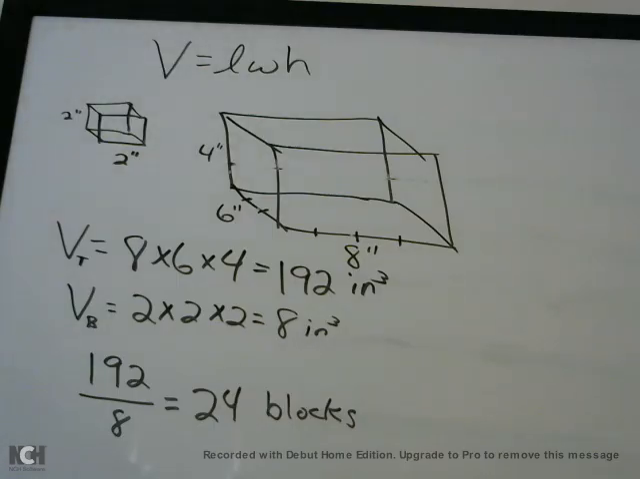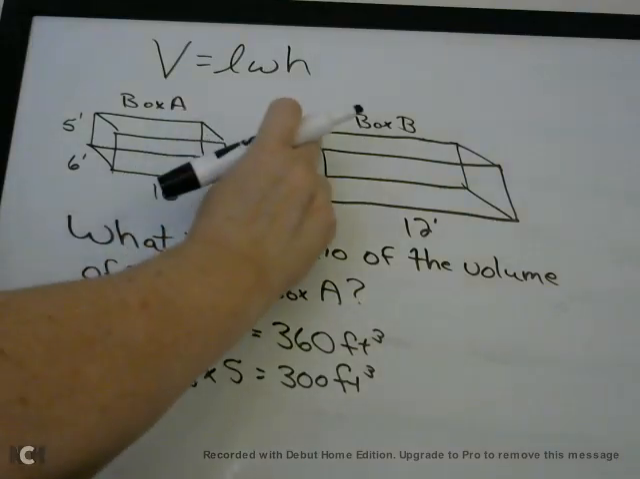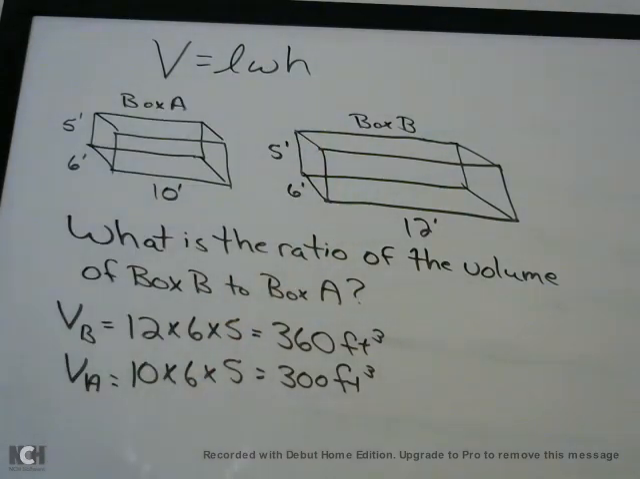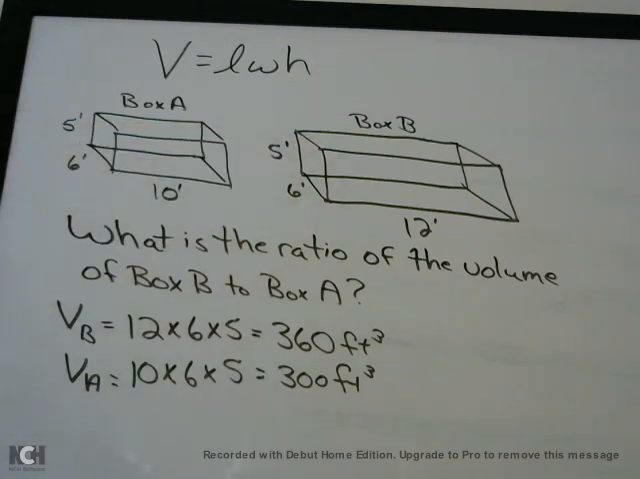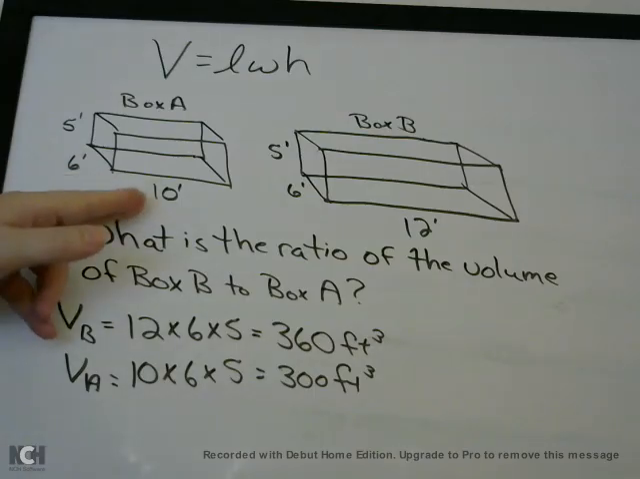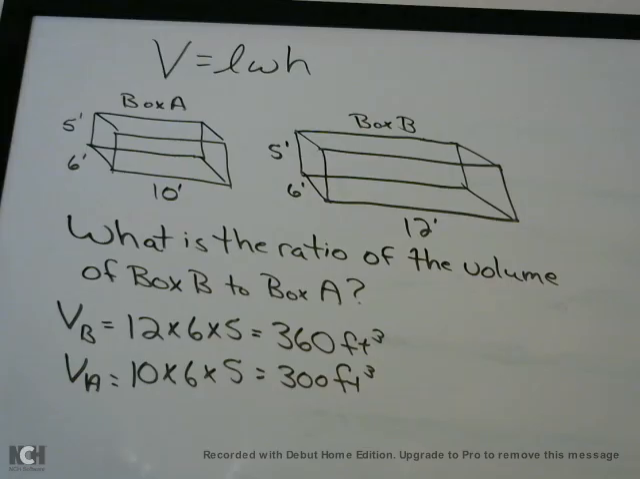I'm going to take a pause and put up one final question. Okay, we're going to do one final question kind of quickly, but this might be the type of question that you will find on the test as well. So here we have two boxes, box A and box B, and their dimensions are up here, and their dimensions are fairly similar, except box A has a bit shorter length than box B. And the question is, what is the ratio of the volume of box B to box A?